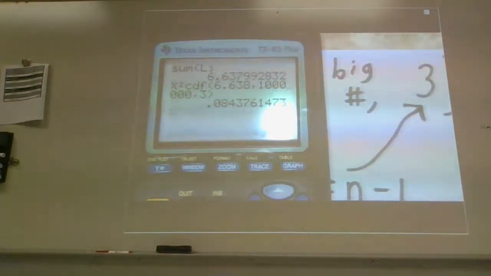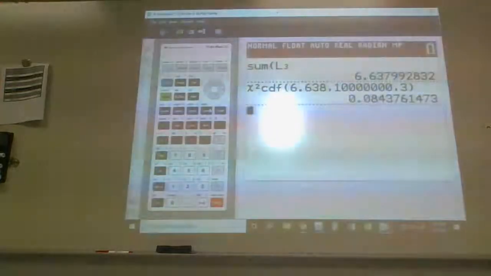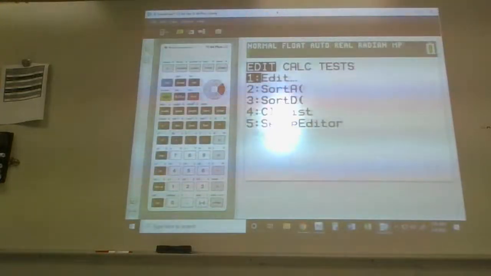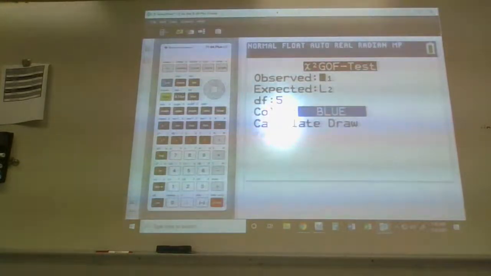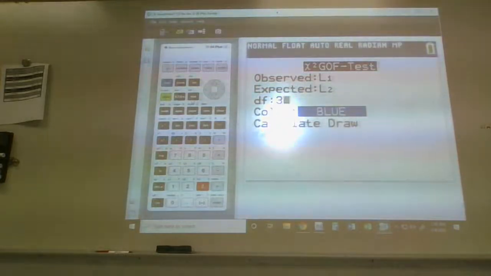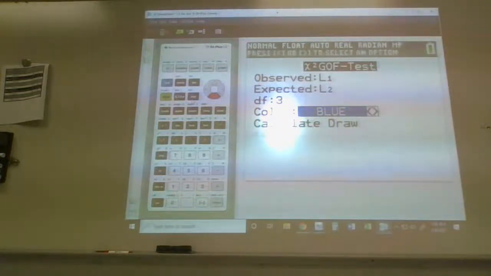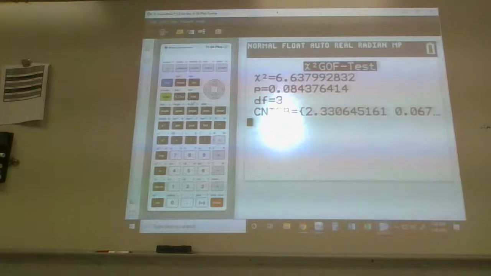Let's say you do have a goodness of fit test. You would go over to that goodness of fit test right here, where it would have L1 for observed, L2 for expected, but you have to type in 3 for degrees of freedom. Calculate. And you can see it gives you the exact same p-value that we need. That's the p-value. Degrees of freedom. But that's what we get.